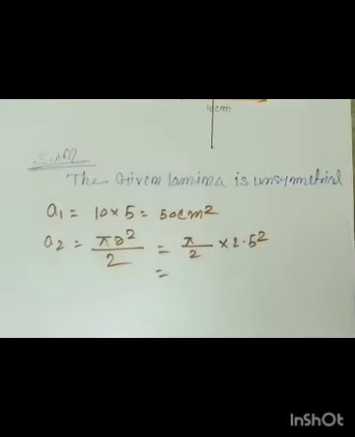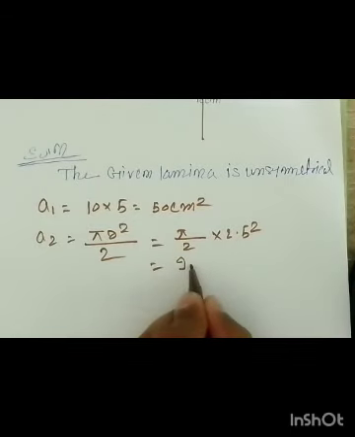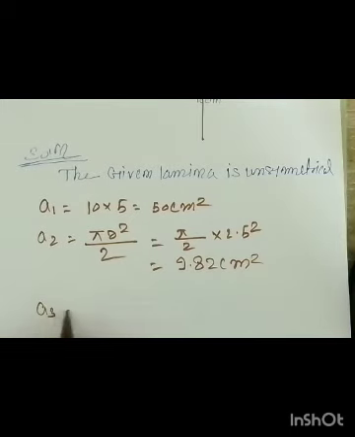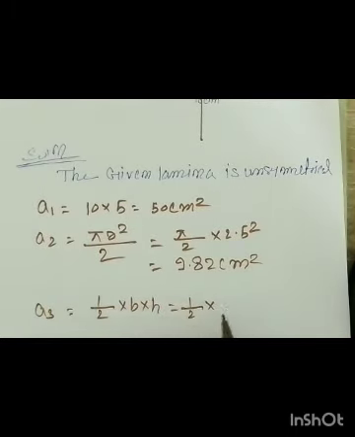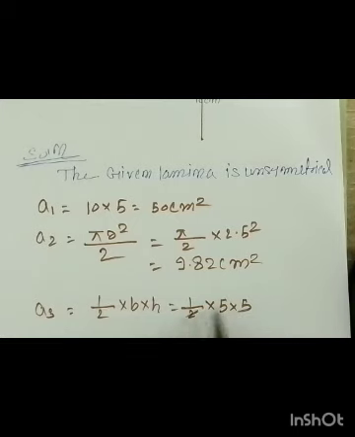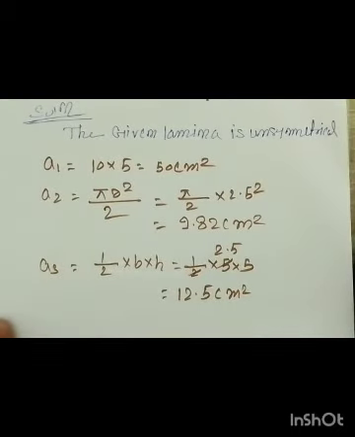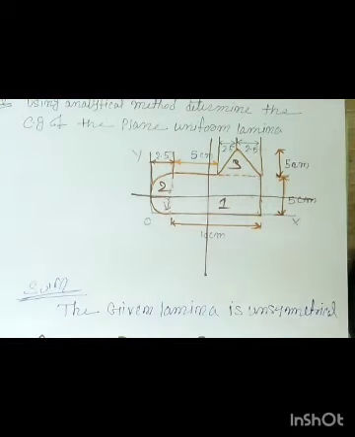So A2 is nothing but, you can do the calculation, A2 is equal to 9.82 centimeter square. Then A3 is what? Half into base into height, that is the triangle area. So it is half, base is 5 and height is also 5, so 12.5 centimeter square. All right. After finding this, we need to find out x1, x2, x3, y1, y2, y3.